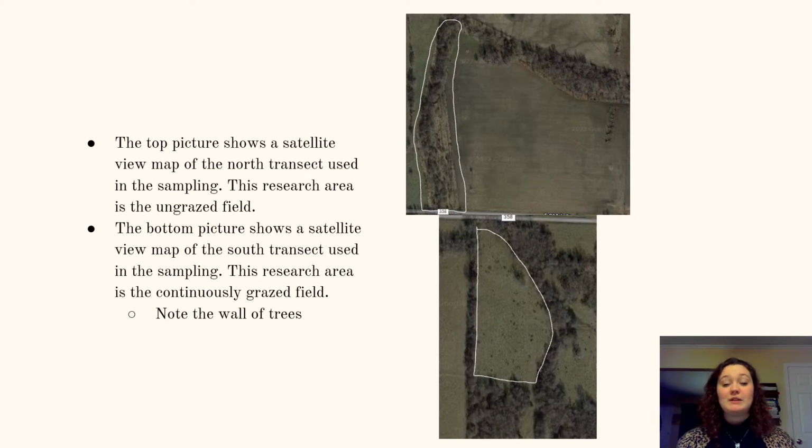The top picture shows a satellite map view of the north transect used in the sampling. This research area is in the ungrazed field. The bottom picture shows a satellite map of the south transect used in sampling. This research area is the continuously grazed field. Note the wall of trees shown with this red arrow. The grazed field is followed by the wooded area and is enclosed, while the ungrazed is enclosed by farmland all around it, and there seems to be an upside down L that follows through with the rest of the ungrazed area.